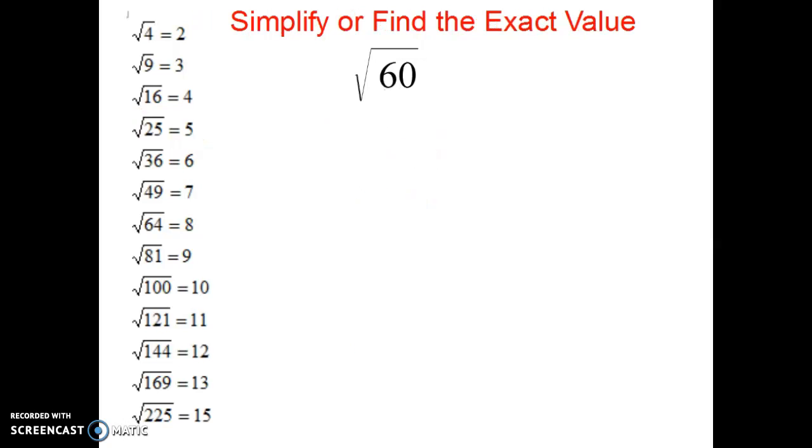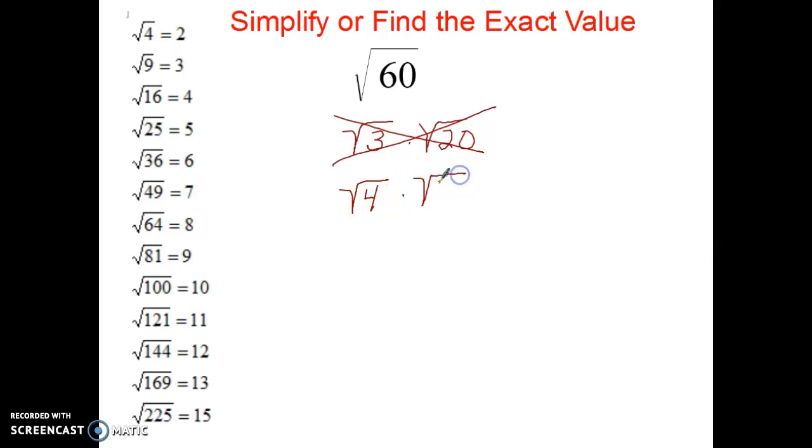The square root of 60. If I try to factor 60, I could factor it as 3 times 20. However, the problem with this is 3 and 20 are not perfect squares. They don't show up in my list. So these aren't going to help you simplify the square root of 60. So I need to find different factors.